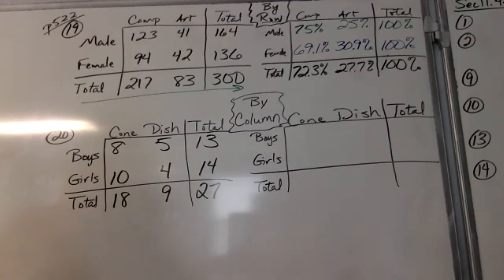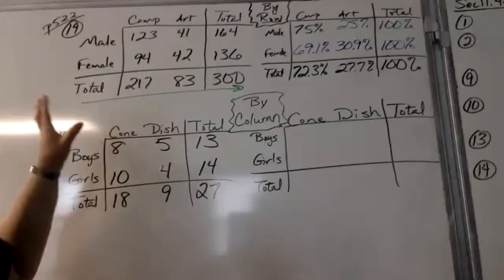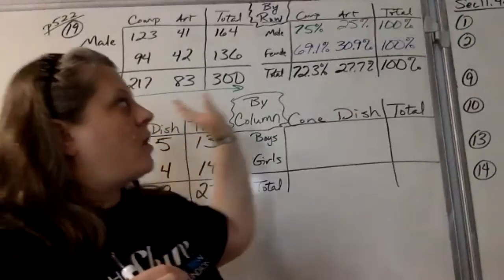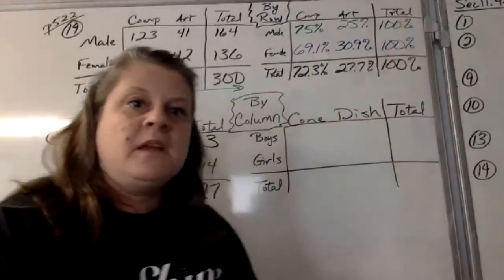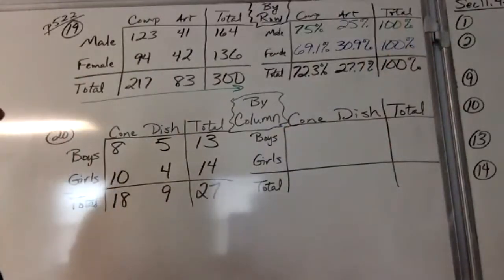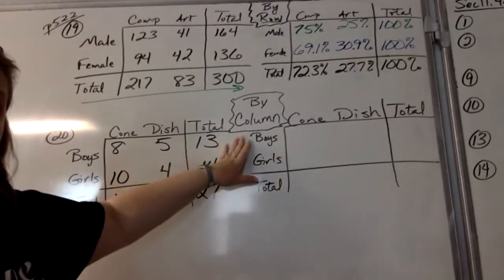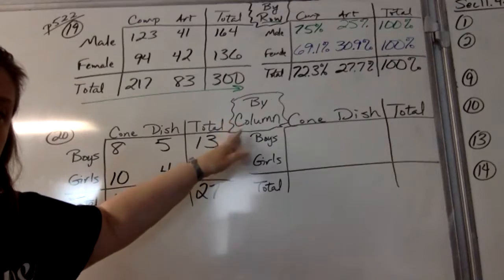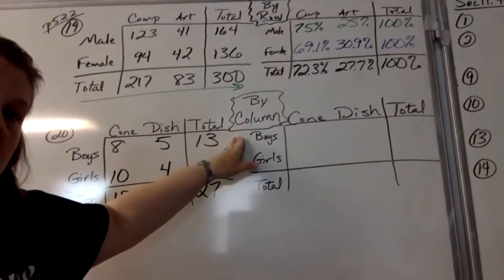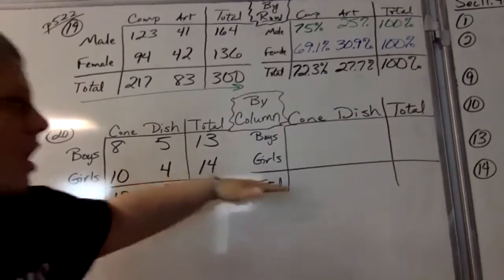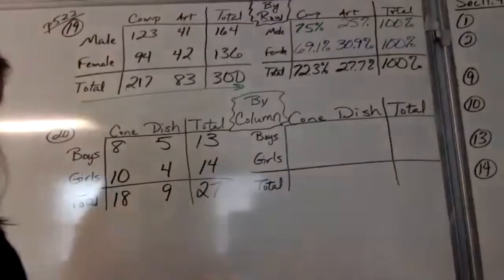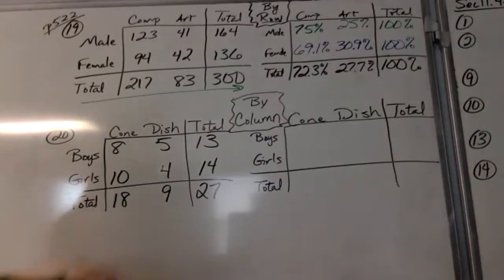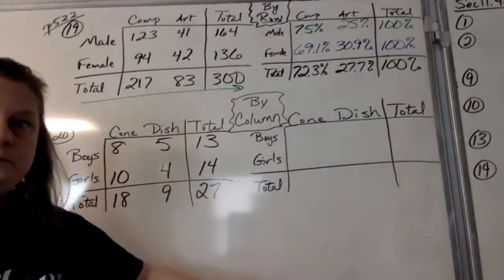Okay, so if you are doing the probability by row, then that means all your row totals should end up being 100%. So when we do our probability by column, our conditional distribution by column on number 20, our column totals are the ones that should end up being 100%. Okay, because we're going to be going this way this time.